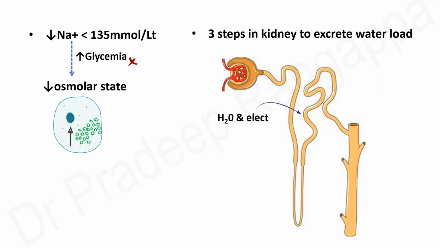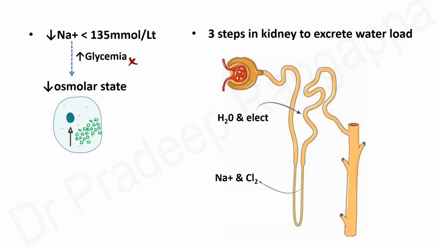There are basically 3 steps involved in the kidney excreting a water load. The first step is secretion of water and electrolytes into the diluting site of the nephron, which is the ascending limb of the loop of Henle. And there is an active absorption of sodium and chloride from the thick ascending limb, and this absorption happens without water. So this is the normal step by which the kidney eliminates water.